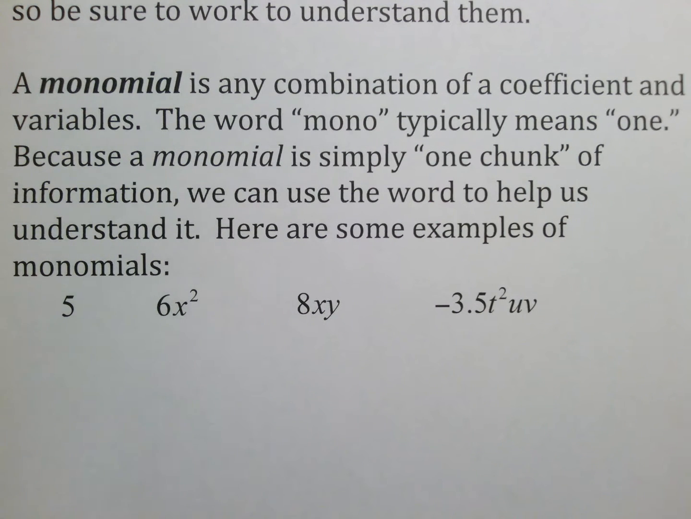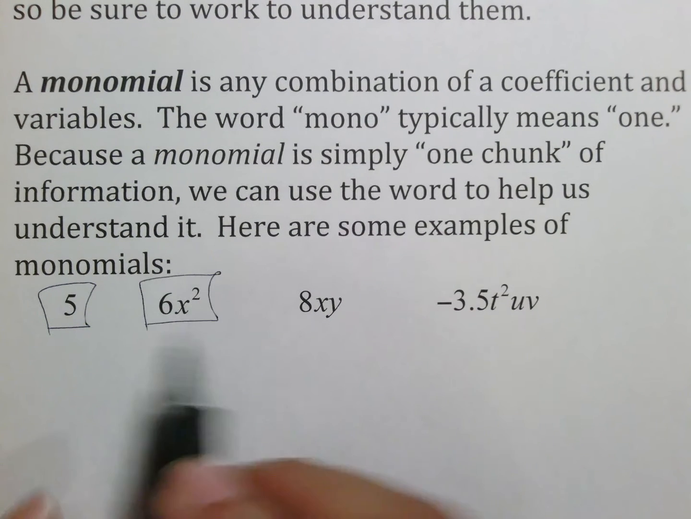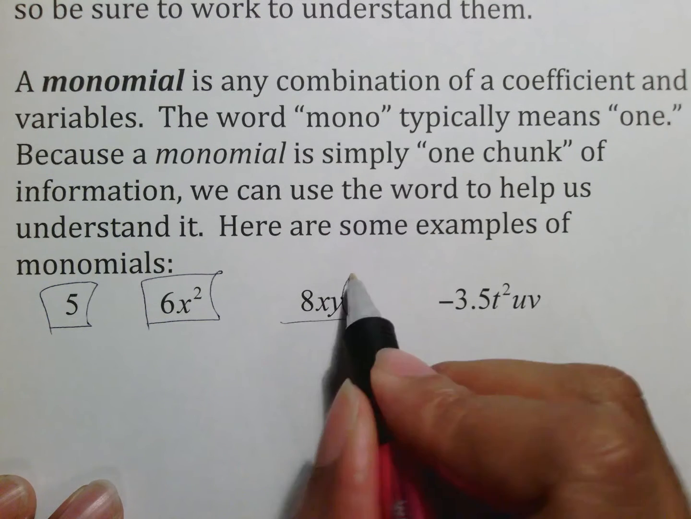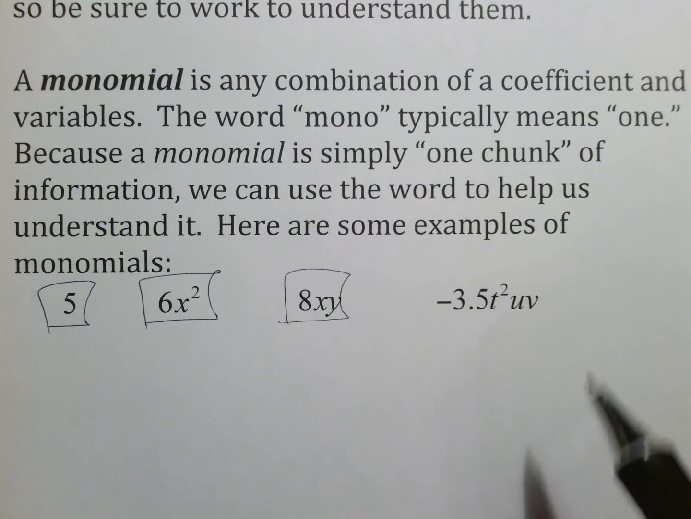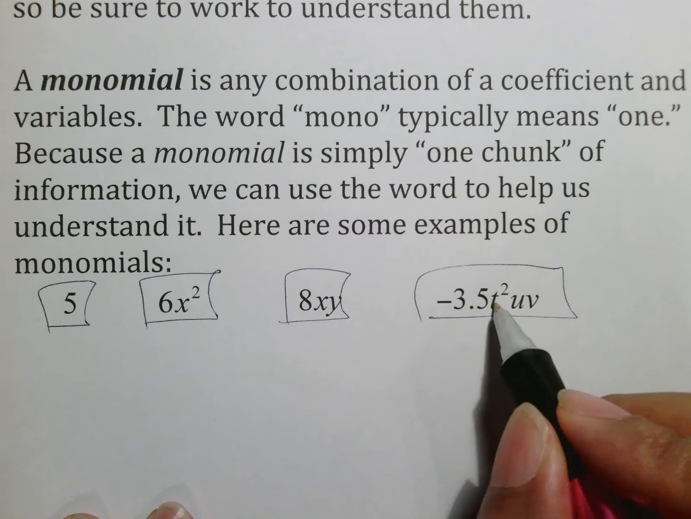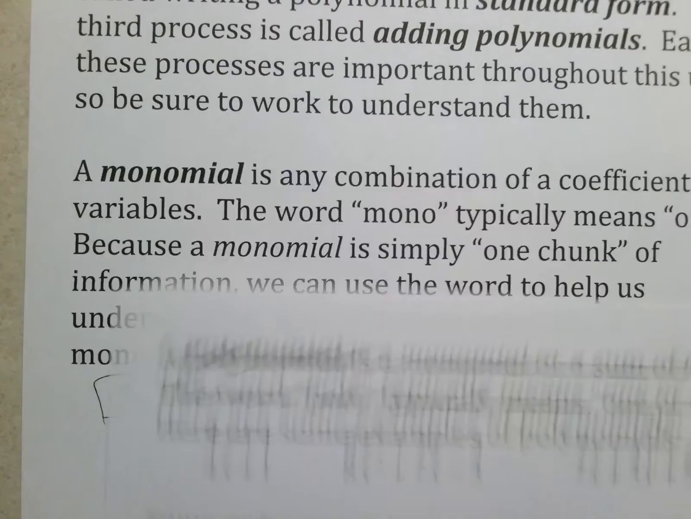Because we can use that word, it should help us understand it. So here are some examples of monomials. 5 is a monomial because it's one chunk of information. 6x squared is a monomial because it's one chunk of information. 8x squared y or 8xy is also a monomial because it's one chunk of information. Even this, negative 3.5, that is a decimal attached to some variables. Negative 3.5 t squared uv is a monomial. Okay, so all those are monomials because they are all one chunk.